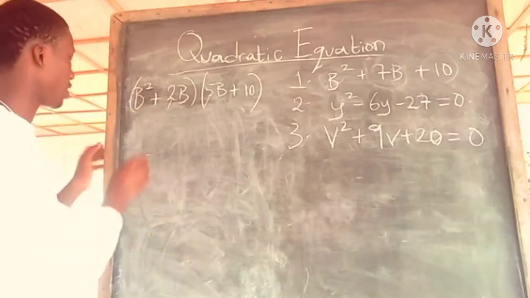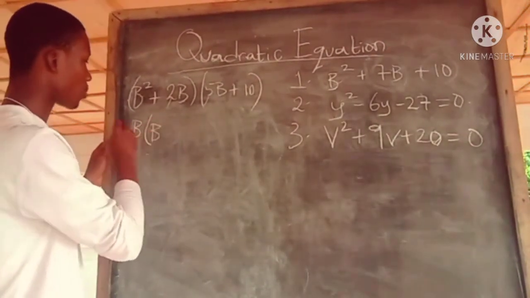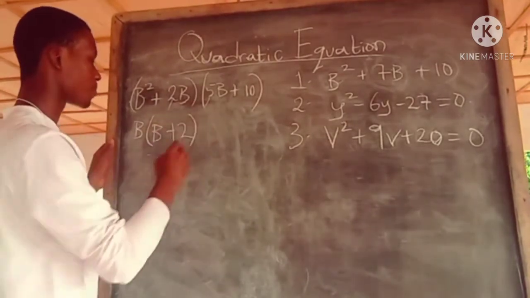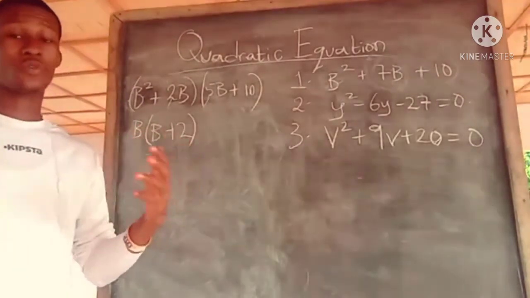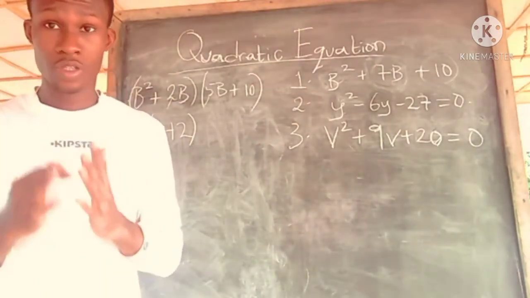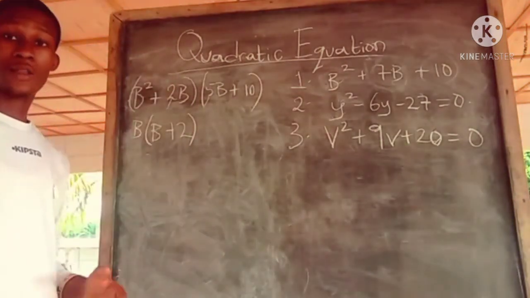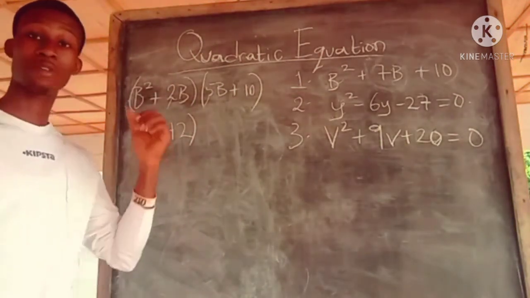So you can see over here that b is the one outside. Now we're going to place a b in here plus 2. Now I will explain to you the reason why I did b plus 2 and then place the b outside. The truth is this: when we do b times b, we surely get b squared, and then when we do b times 2, we surely get 2b.